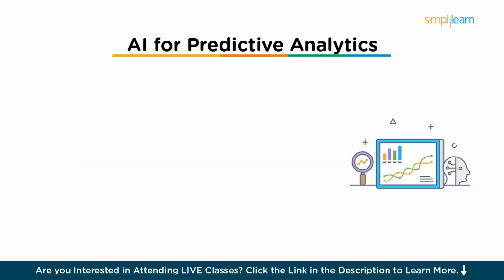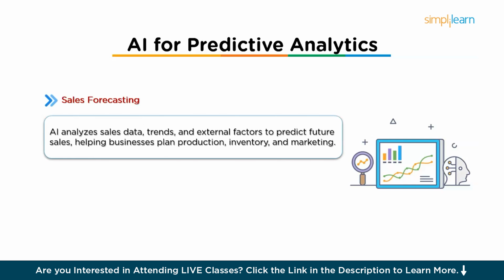Next, it is used for predictive analytics. So businesses are increasingly using AI for predictive analytics, which helps forecast future trends and customer behavior. So for example, it's used in sales forecasting, where AI can analyze historical sales data, seasonal trends, customer behavior, and external factors like economic conditions to predict future sales. So this helps businesses plan production, inventory, and marketing strategies accordingly.